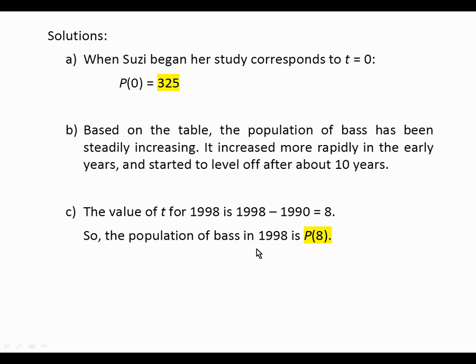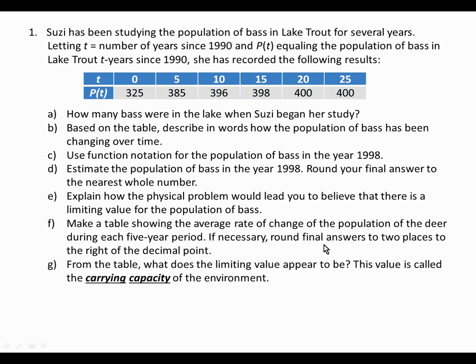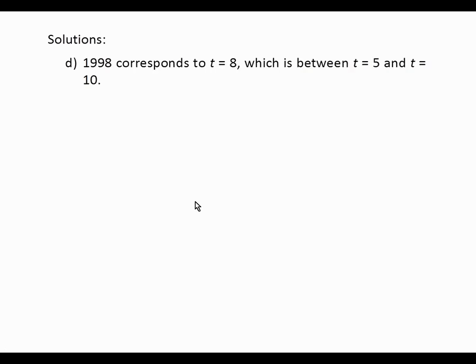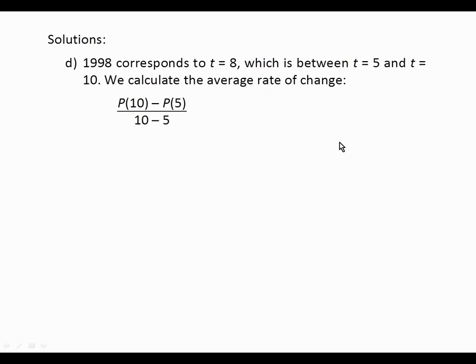So the population of bass in 1998 is going to be P of 8. So remember, for part C, we're just supposed to use function notation. Now part D, the fun part, we're going to evaluate P of 8. So it's between 5 and 10. So we're going to look at the average rate of change. So it's going to be P of 10 minus P of 5 over 10 minus 5. Okay, 10 minus 5 is going to be 5.